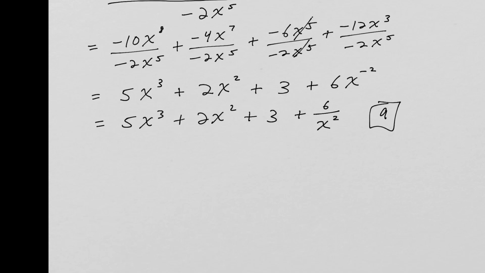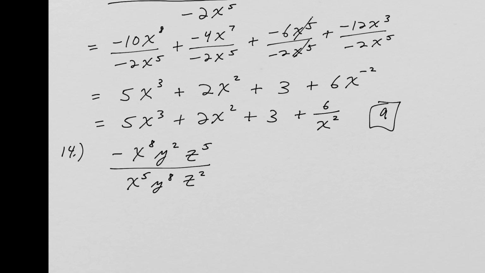All right, and then the last one, actually this is just a monomial divided by a monomial again, so negative x to the eighth y squared z to the fifth over x to the fifth y to the eighth z squared. Okay, so the negative I'm going to have to just keep, right? That's going to stay with me. X to the eighth divided by x to the fifth. Well, it's going to be x, and then I subtract the exponent. So 8 minus 5 is 3.